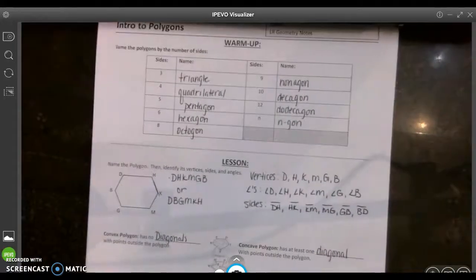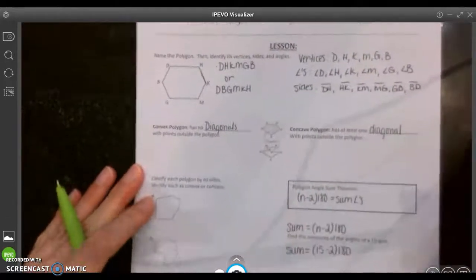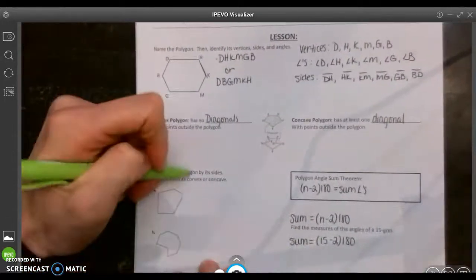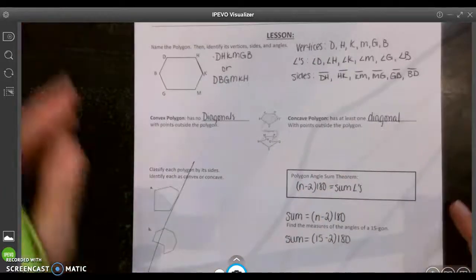So I'm going to actually skip this. I'm actually going to skip this down here because that just deals with the convex and the concave, and that's not going to be important to us.